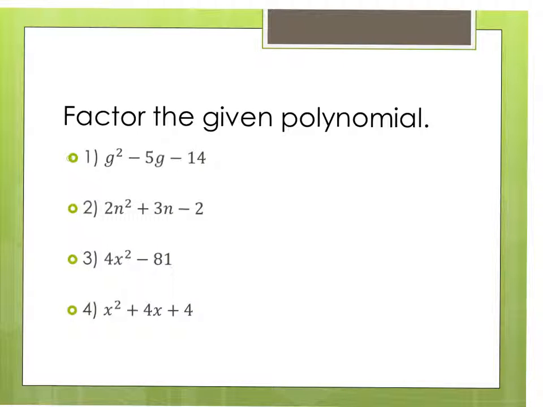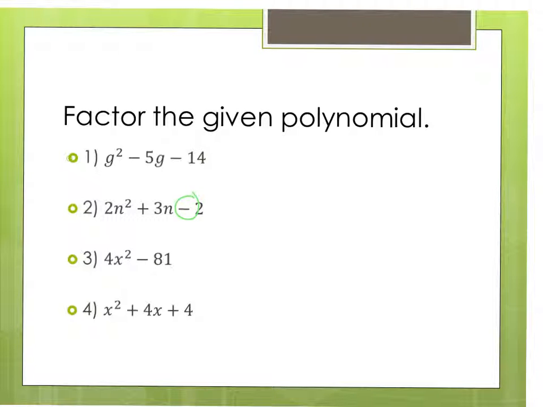Okay, let's factor number 2. When we factor number 2, let's take notice that the leading coefficient is not 1. The fact that it's not 1 will change how we do things slightly. But what it won't change is our signs. When I look at the second sign in our trinomial, it's a negative.